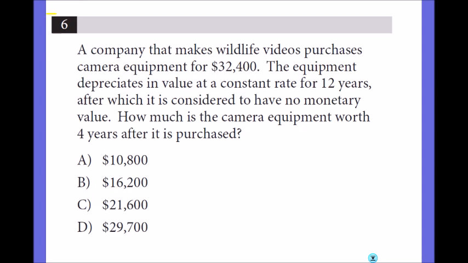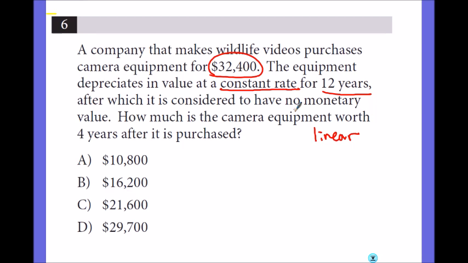Number 6. A company that makes wildlife videos purchased camera equipment for $32,400. That's pretty expensive. Wow. The equipment depreciates in value at a constant rate for 12 years. So constant rate means what? It decreased by the same amount, so it will have a common difference. So we know it will be a linear function for 12 years, after which it is considered to have no monetary value, so that means it becomes 0.